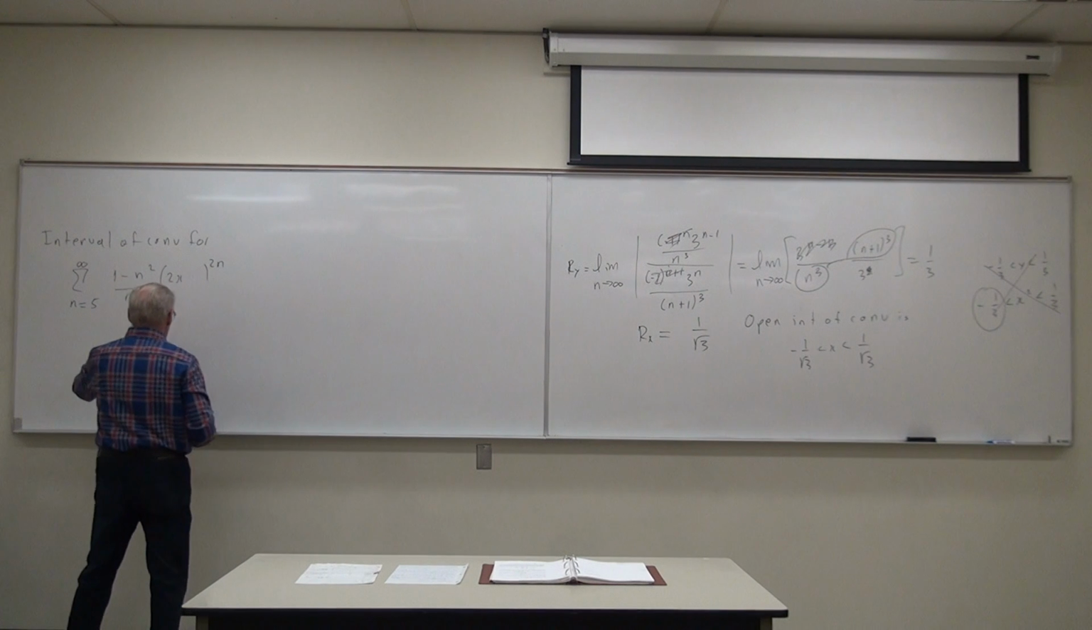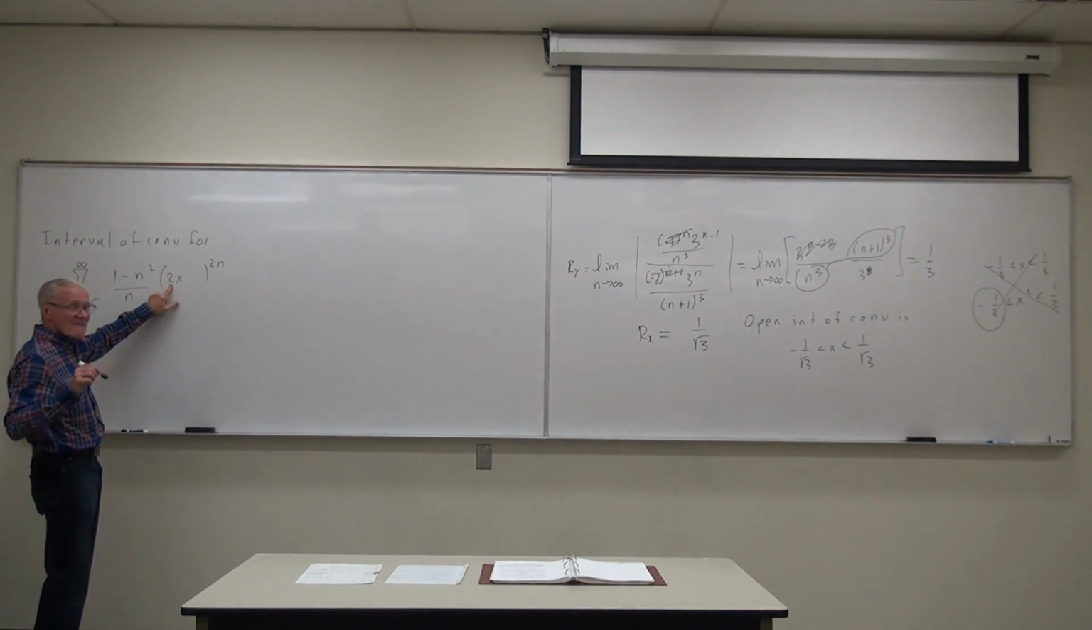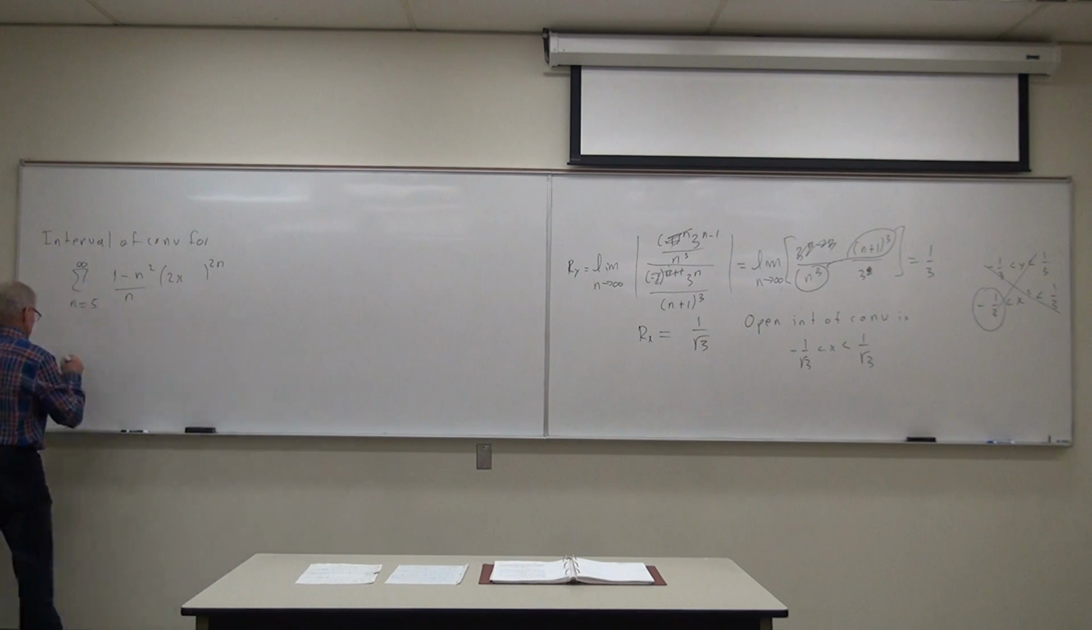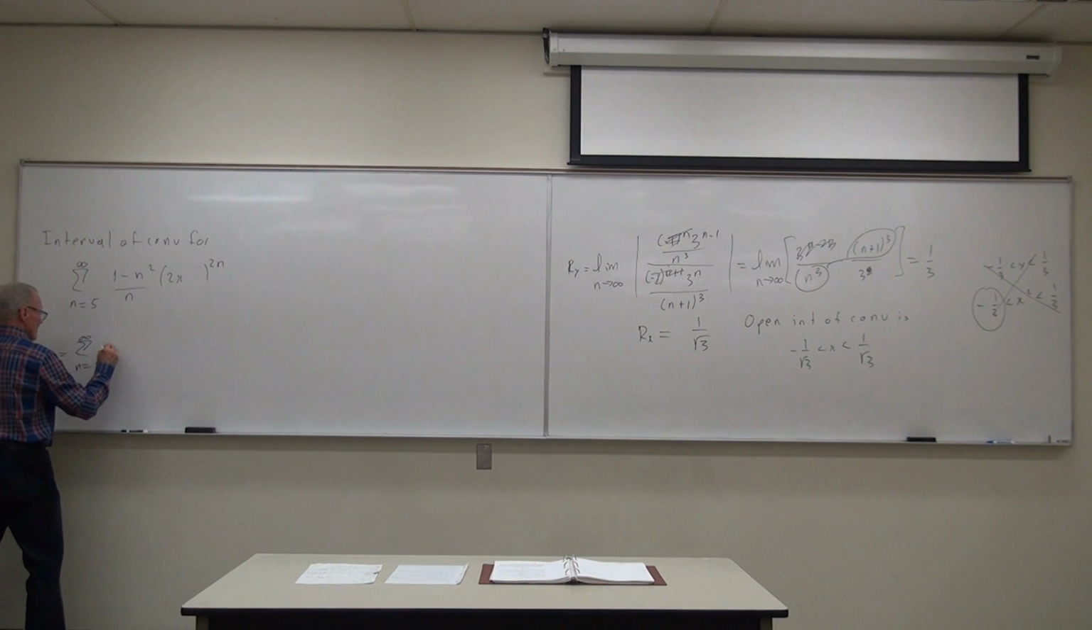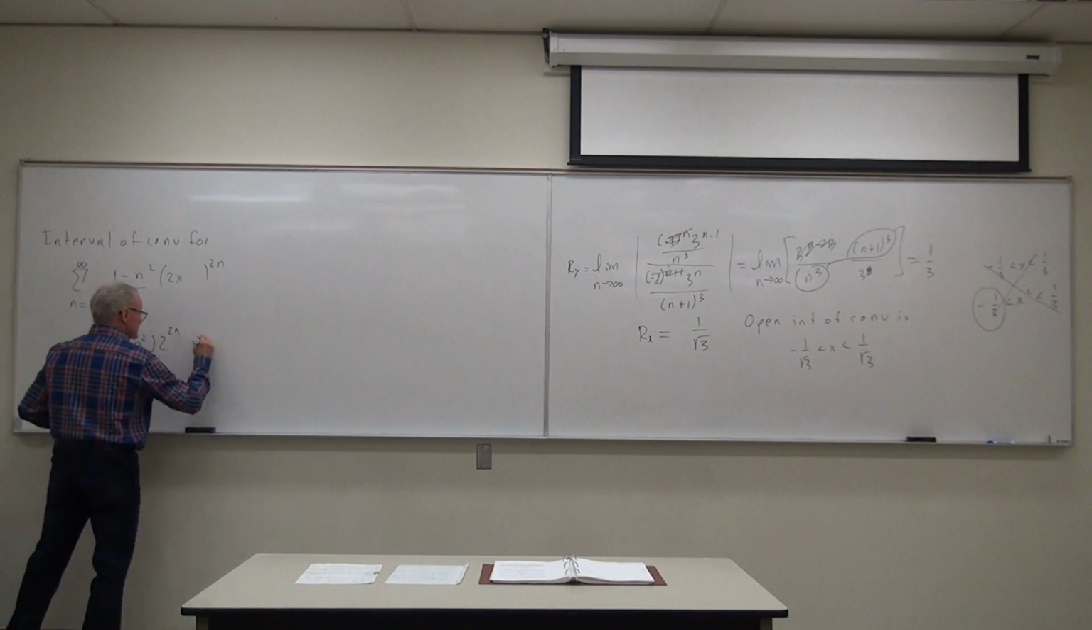Get the 2 out of here first. Rewrite this series as the summation from n equals 5 to infinity of (1 minus n squared) times 2 to the 2n, over n, times x to the 2n.